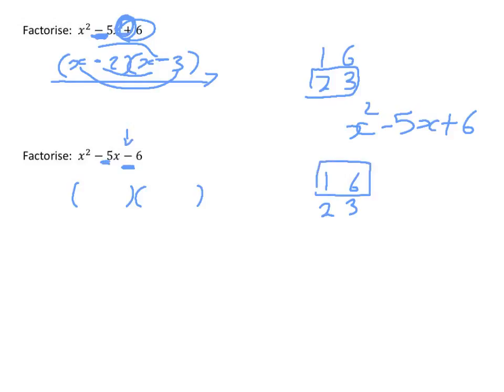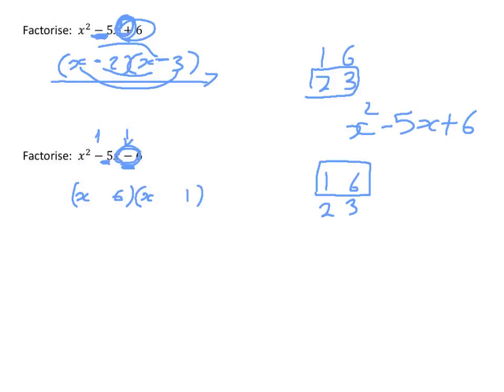Now it's 6 and 1. Subtract to give me 5. So each bracket's going to have a 6 and it's going to have a 1. So I've subtracted the factors to give me 5. It also says my signs are going to be different.